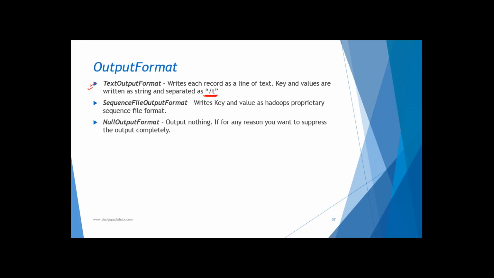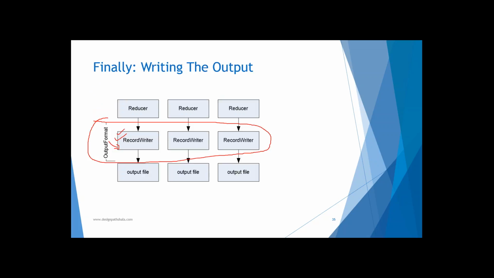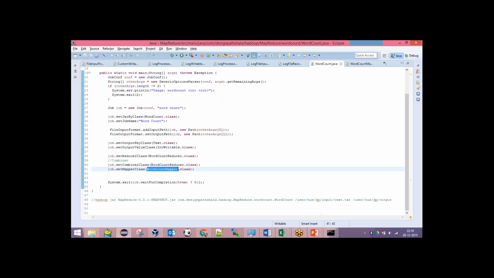So basically, similar to your input format, there are output formats, and similar to the record reader, there is a record writer. There are default implementations of mapper and reducer which you can use rather than implementing your own. If you are using the default ones, you can just define them in your job.setMapperClass or job.setReducerClass.